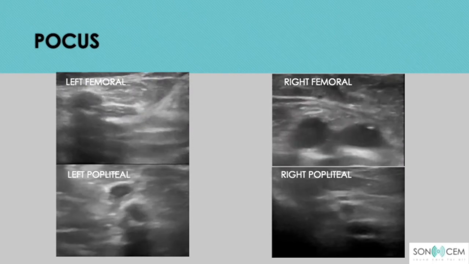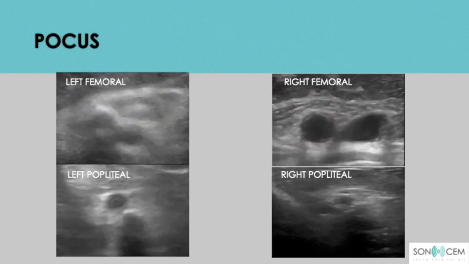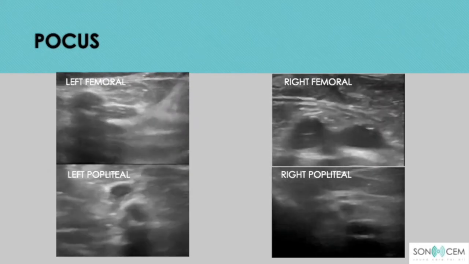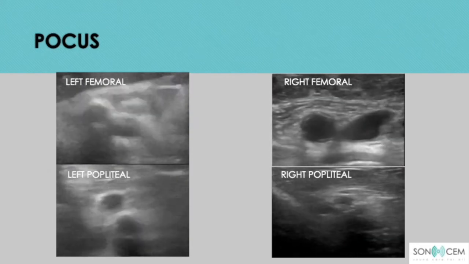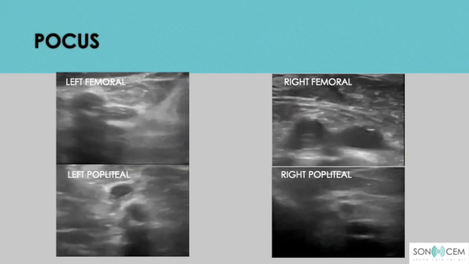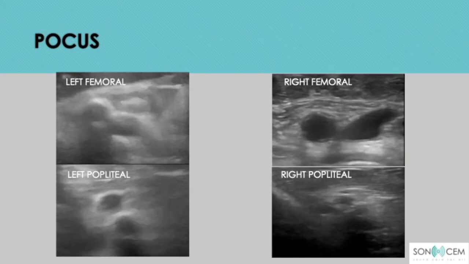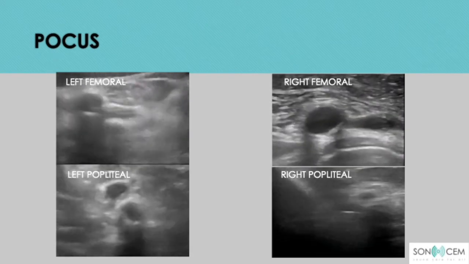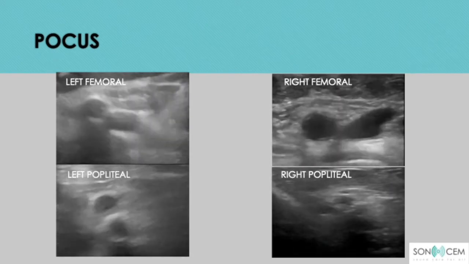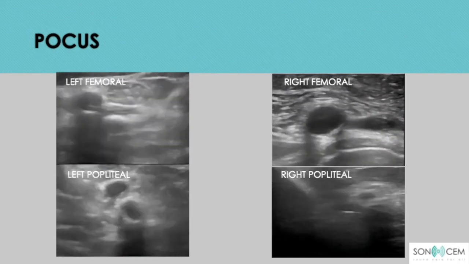Is the right femoral vein compressible? It's not fully compressed. Okay? And if you look carefully, you can see the hyperechoic lesion in the femoral vein. How about the right popliteal? It's not compressible as well. So the left popliteal, the right femoral and the right popliteal are not compressible.